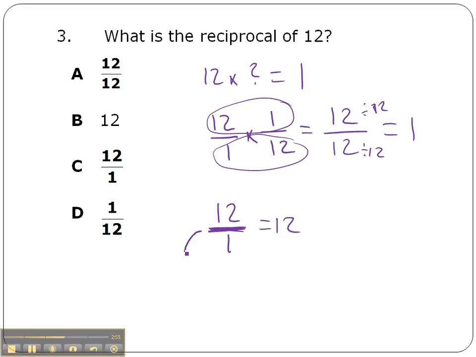The reciprocal is just that fraction flipped. So the denominator becomes the numerator and the numerator becomes the denominator. Just flip it upside down. So the reciprocal of 12 is 1/12. D.